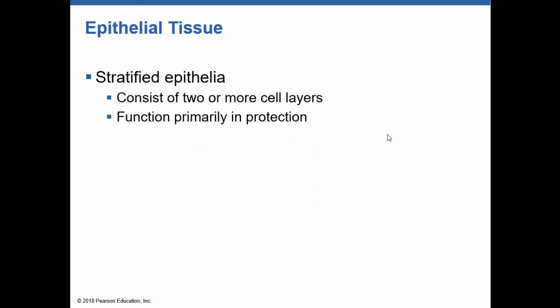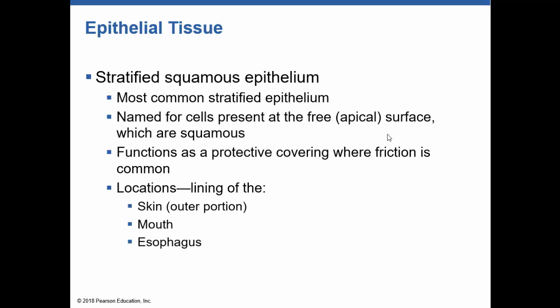Now, stratified epithelia consists of two or more cell layers, unlike what we were just talking about with simple. These are more for protection, and so we see the most common is the stratified squamous epithelium, and it's named for cells present at the free surface, which is the top surface that's not attached. Usually they're squamous, and they contain the ability to protect. They are a protective covering, especially when friction is possible.